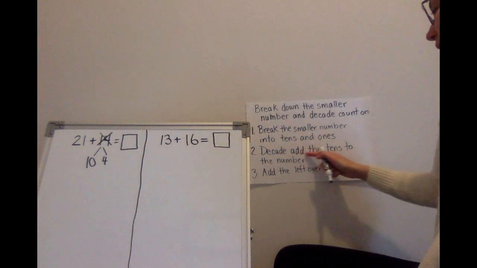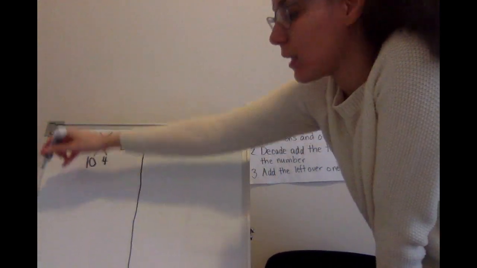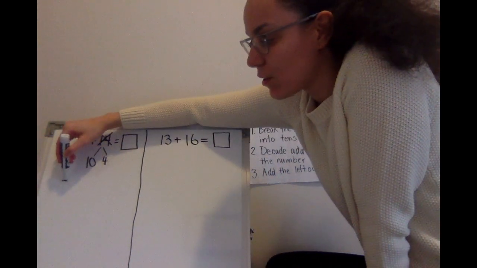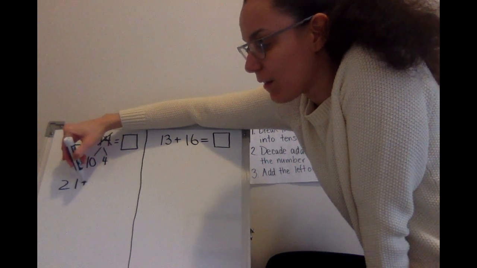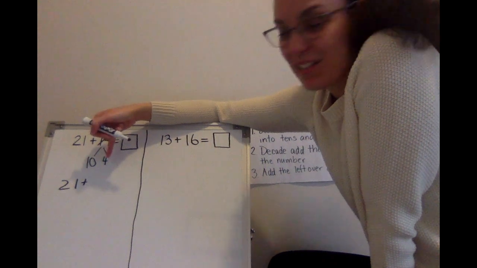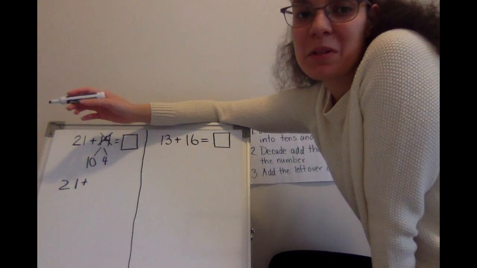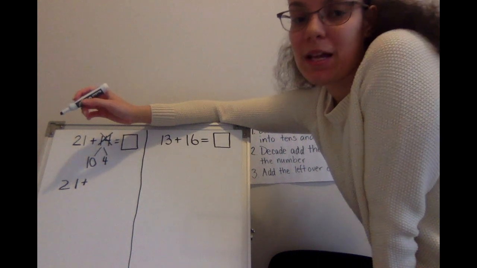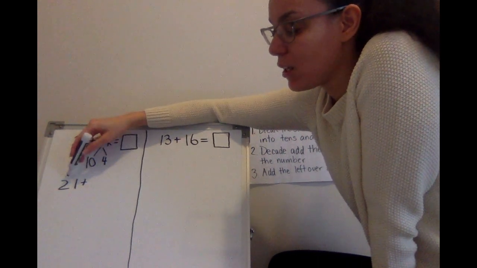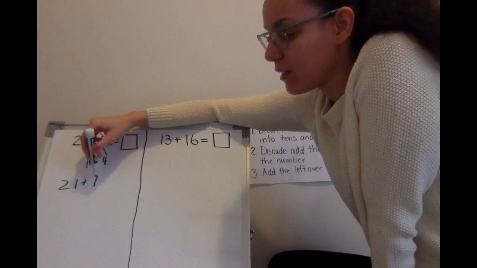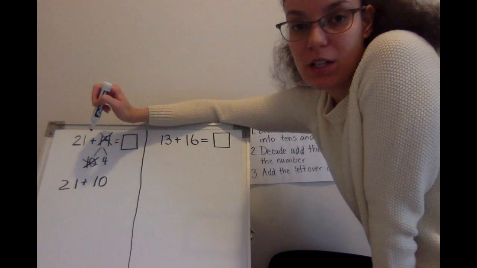Next, decade add the tens to the original number. So the first number we needed was 21. So go ahead and write 21. If we're decade counting, should I do 21 plus 4? No, I know a decade is a number that you say when we count by tens. So that means we need to add a 10. 21 plus 10. So I can go ahead and cross that out because we used it.